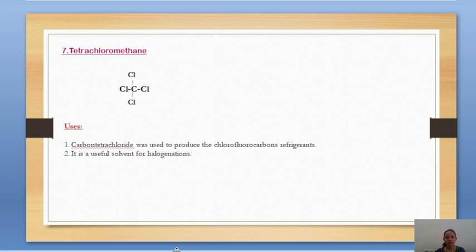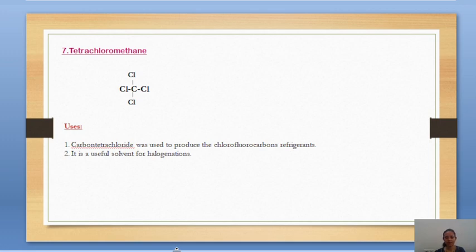This is the structure of tetrachloromethane that is given here, and its uses are like, it is also known as carbon tetrachloride. Carbon tetrachloride was used to produce the chlorofluorocarbon refrigerant, and it is a useful solvent for halogenation. So yes, definitely a very important use of tetrachloromethane.